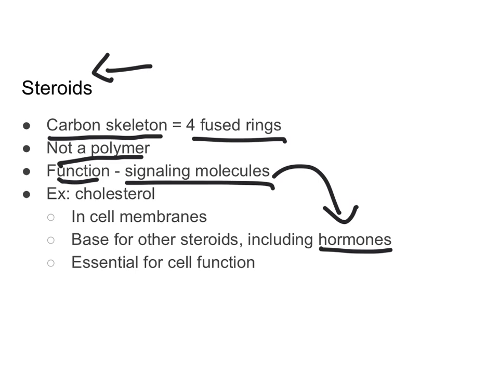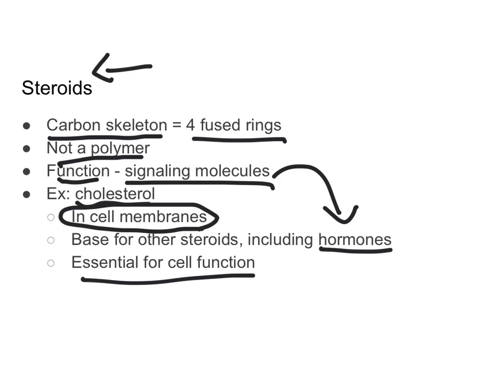So another really important steroid that you have to know is cholesterol. So you've seen that word before on different food labels, on different nutrition labels. And it turns out cholesterol is a really important component of the cell membrane. So the reason that we need to eat cholesterol is because it helps to make up our cell membrane along with phospholipids. And all types of steroids, cholesterol, hormones, they are all essential for cells to function properly.